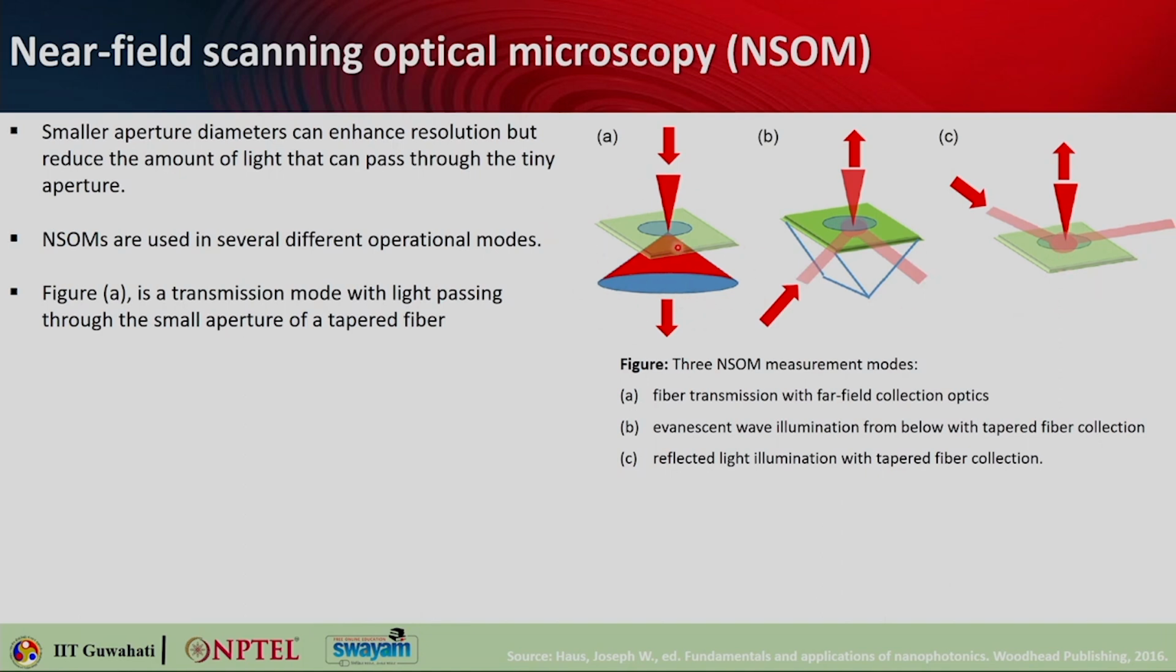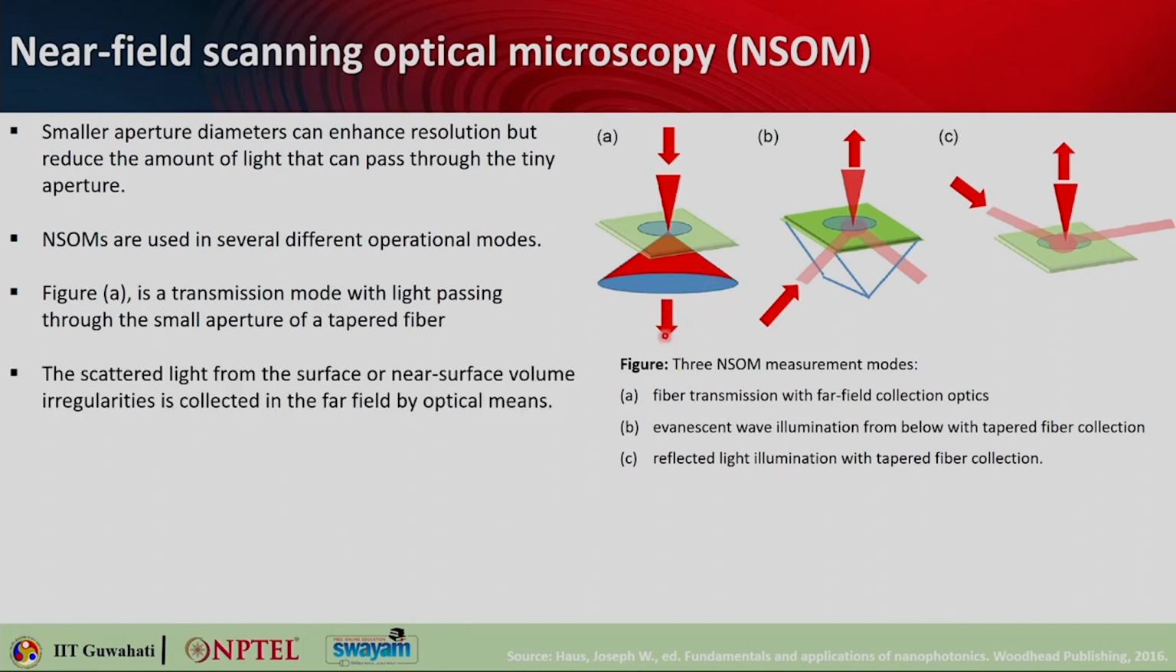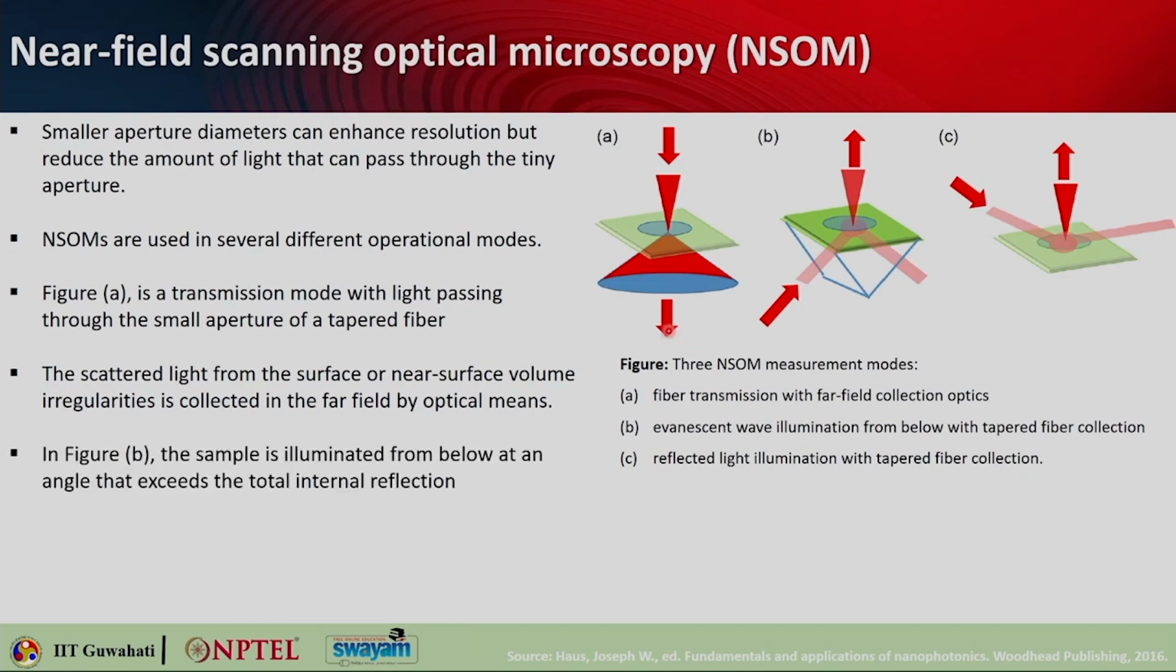So, the first one is basically a transmission mode, where the light will be passing through this small aperture of the tapered fiber, and it is scattered from the sample and getting detected on the other side. So, you are basically using far field collection optics to collect this particular light, right.